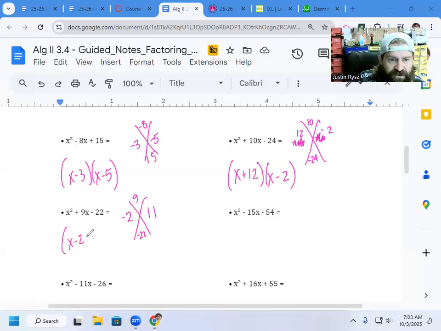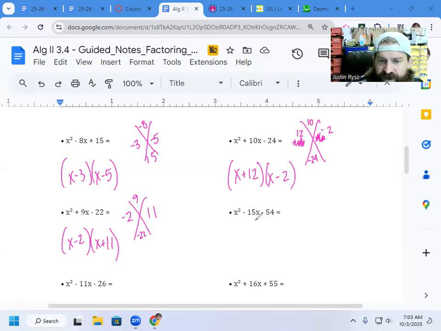So we got an x minus 2 times an x plus 11. Now, keep in mind, order technically doesn't matter. If you have x plus 11 first and then x minus 2, that's okay. You just cannot switch up. You can't have an x minus 11 and an x plus 2. That will make a different equation.